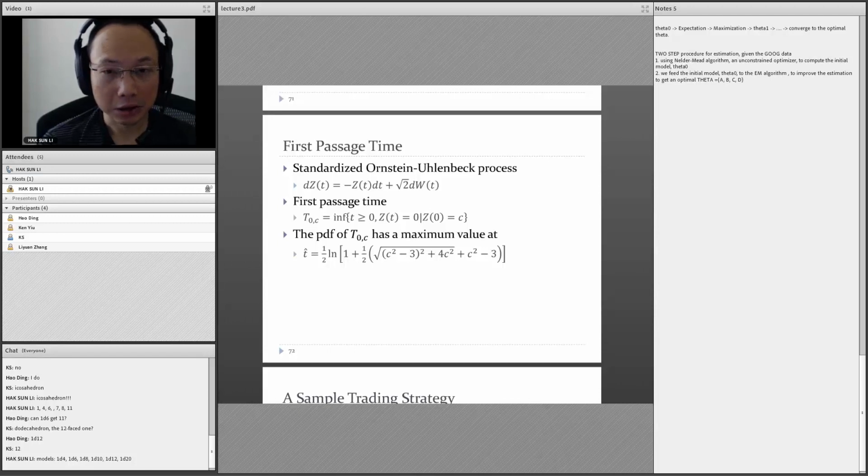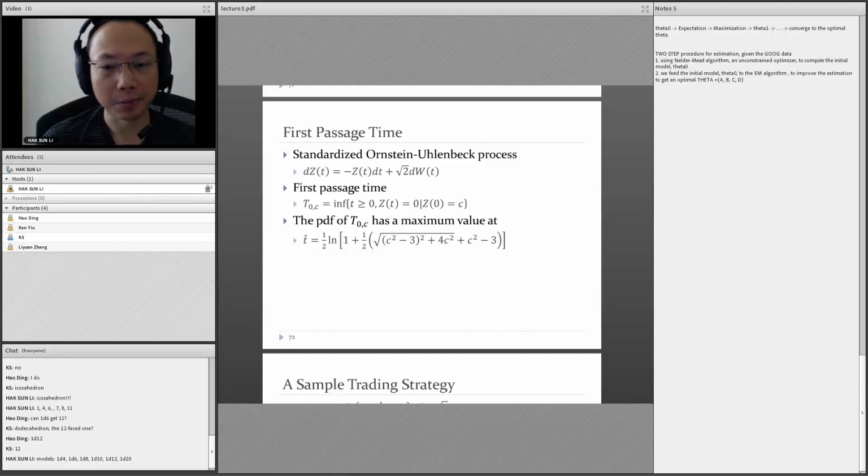Please notice that this is not the expectation of the distribution. This is just the value at which this probability distribution has its maximum. This is the time that is most likely to happen, but this is not the expectation of the first passage time. It's probably possible to compute the expectation of the first passage time, but I just didn't find it anywhere in the references. And notice that this is not the expectation.